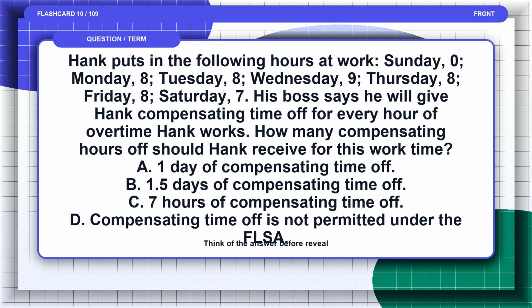Flashcard 10. Hank puts in the following hours at work: Sunday, 0; Monday, 8; Tuesday, 8; Wednesday, 9; Thursday, 8; Friday, 8; Saturday, 7. His boss says he will give Hank compensating time off for every hour of overtime Hank works. How many compensating hours off should Hank receive for this work time? A. 1 day of compensating time off. B. 1.5 days of compensating time off. C. 7 hours of compensating time off.